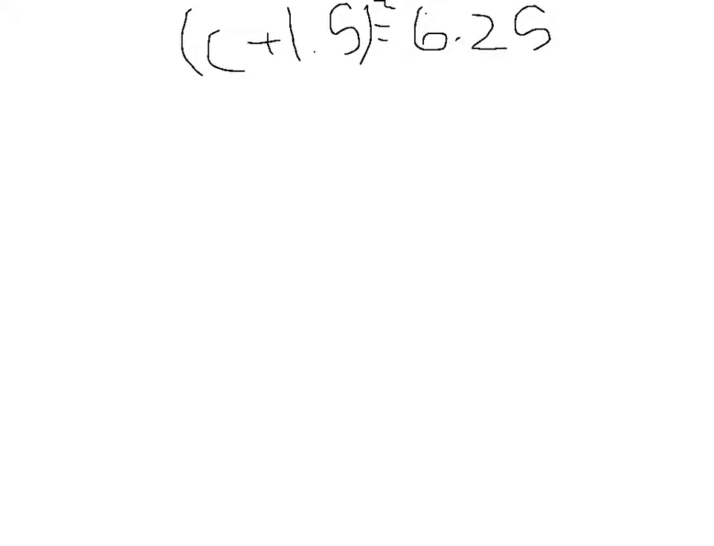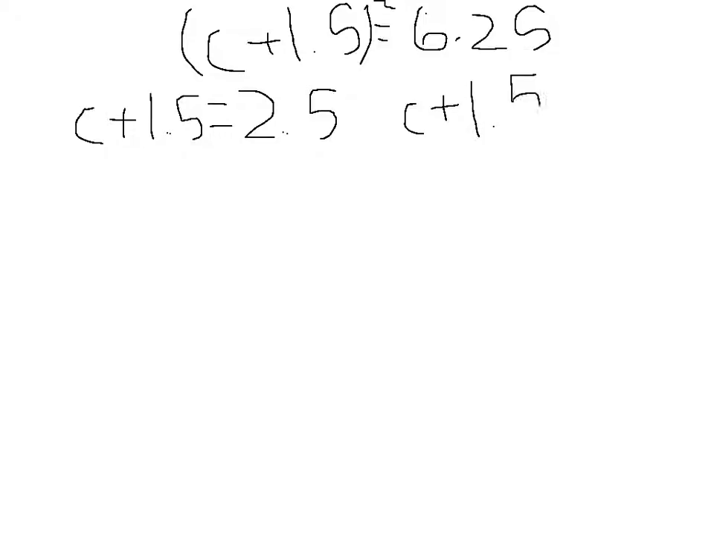So now you start solving it with SADMAP. So c plus 1.5 equals, in this case, the square root of 6.25 is 2.5. But since we're doing it like this, it can also equal negative 2.5. So it gives us 2 answers.